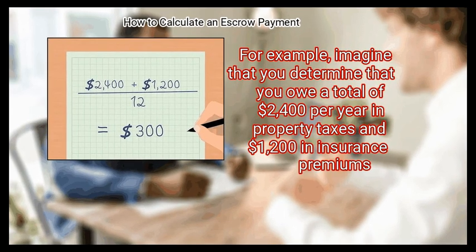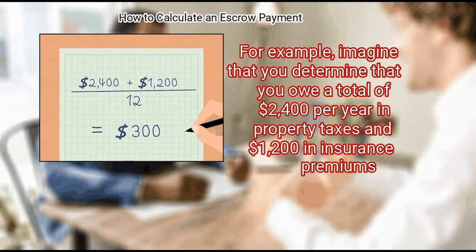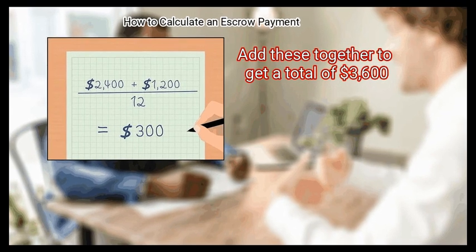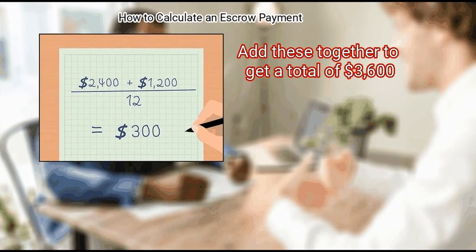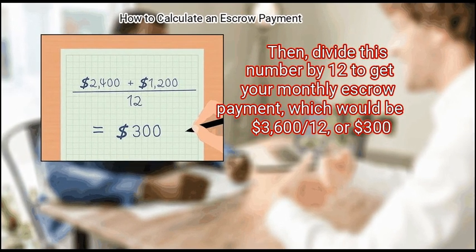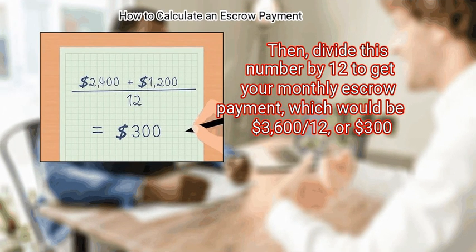For example, imagine that you determine that you owe a total of $2,400 per year in property taxes and $1,200 in insurance premiums. Add these together to get a total of $3,600. Then, divide this number by 12 to get your monthly escrow payment, which would be $3,600 per 12, or $300.